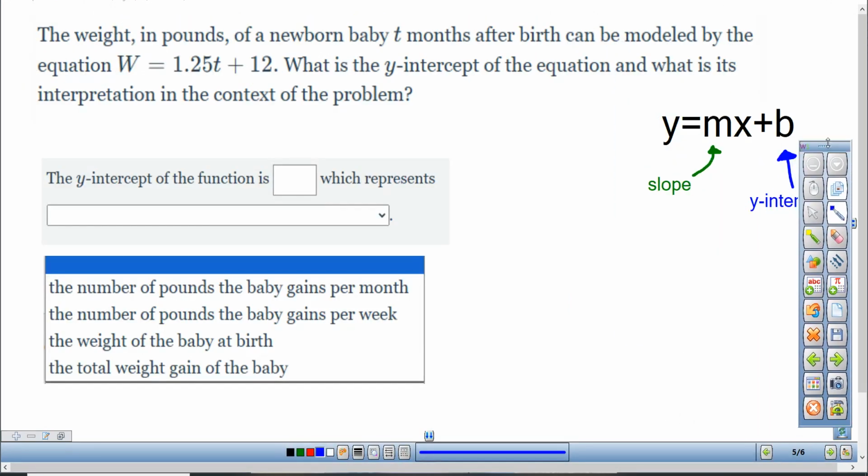This is the third section of that assignment, and it comes more from just interpreting. Depending on the question, you might get luckier on some of these. Some of these are quicker and easier, like this first one. Others take a little more thought. So we have the weight in pounds of a newborn baby that is T months old after birth, and it can be modeled by this.